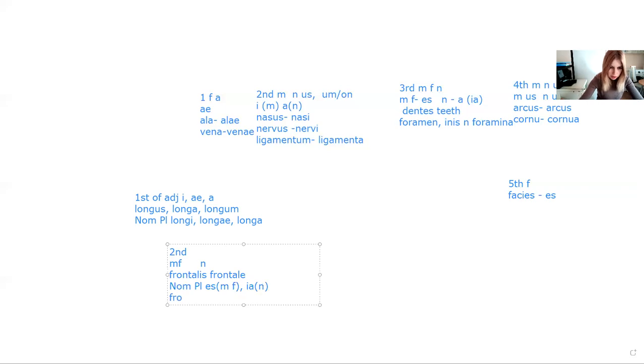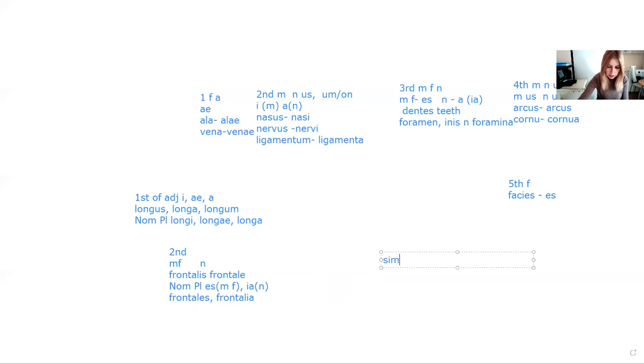Example, frontales, masculine form, frontales, feminine form, but the neuter form will be frontalia. It's about the second group of adjectives. Also, we have the so-called third group, actually it's the second group, but it's exceptions that have one form for all three genders: simplex, multiplex, and teres. They will have the same pattern as the second group of adjectives.